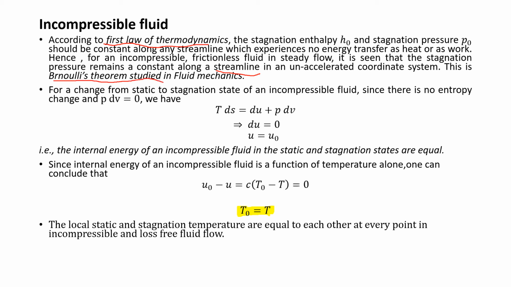Next, let us consider again the second law of thermodynamics. From the second law of thermodynamics we get this equation, which we call the first TdS equation: T, temperature in Kelvin, dS, change in entropy, is equal to dU, change in internal energy, plus P dV, where P refers to pressure and dV refers to change in volume.